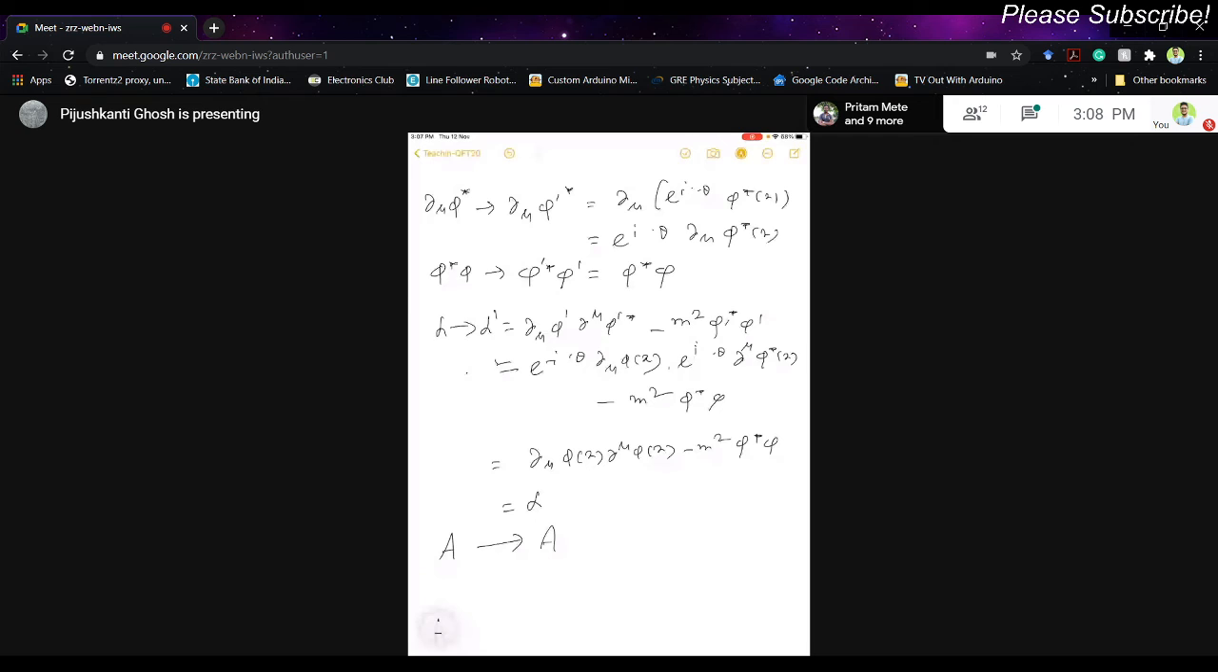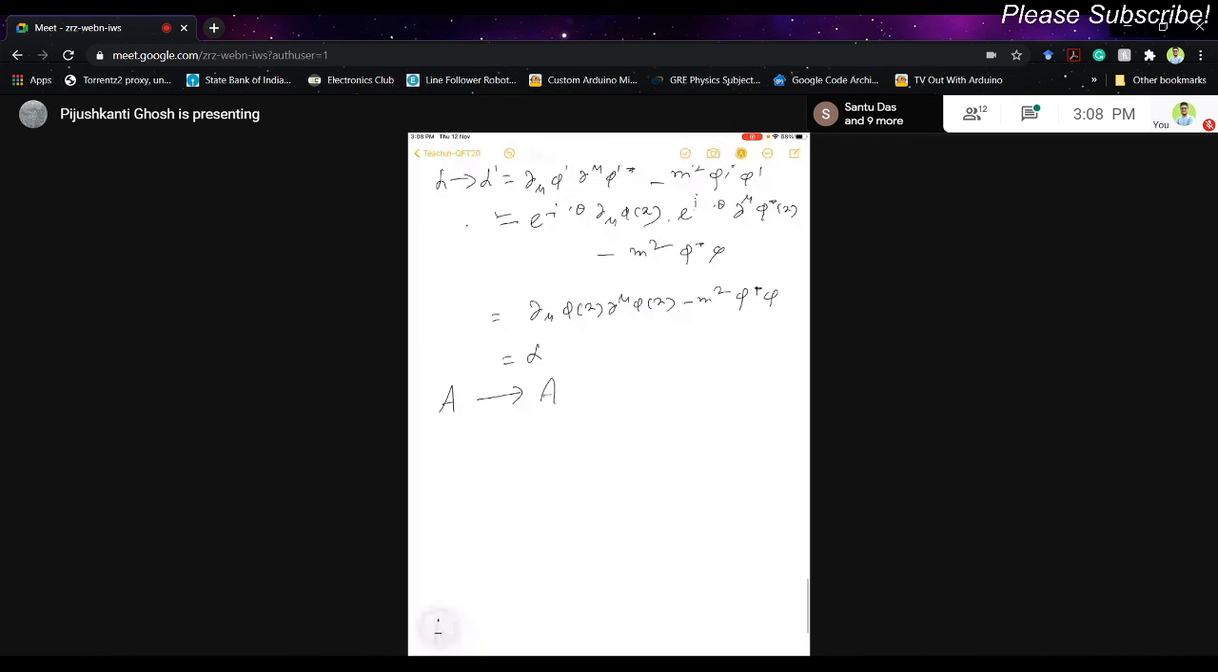This is a continuous transformation because rotation is a continuous transformation. So as per Noether's theorem, there will be a conserved current in the form of the Noether 4-vector. The form of the Noether 4-vector, when there is no space-time symmetry, is this expression.